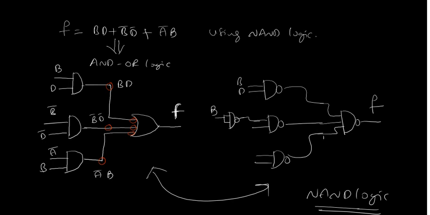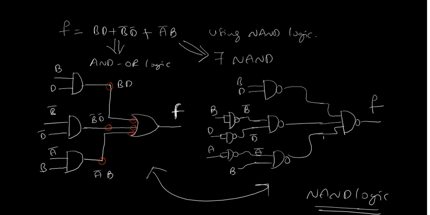If you give B to a NAND gate, that is nothing but B bar. If you give D to a NAND gate, you will get D bar. Here I need only one NAND gate to get A bar. If I give A, you will get A bar here. B I can give directly here. So in total I require 1, 2, 3, 4, 5, 6, 7 NAND gates to realize this particular minimized expression. So this is one way of doing it.